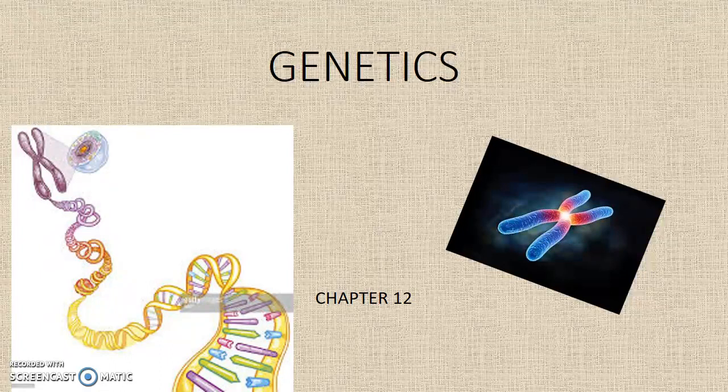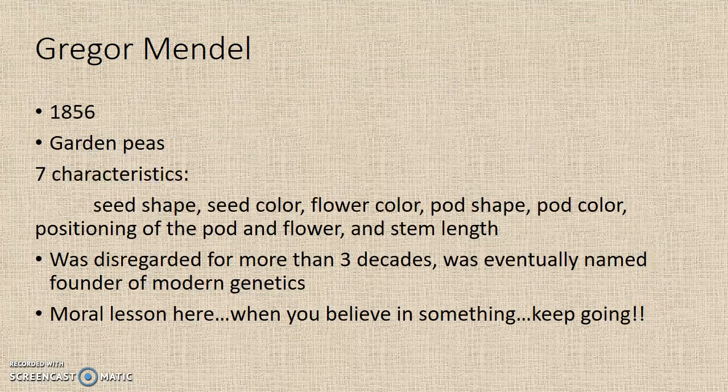So we're going to start with chapter 12, genetics, okay, and hopefully you've read the chapter by now. If you haven't, you can get your book out and follow along in your book as well as through this PowerPoint. So genetics started in 1856 with a guy by the name of Gregor Mendel, and he was studying garden peas, okay?